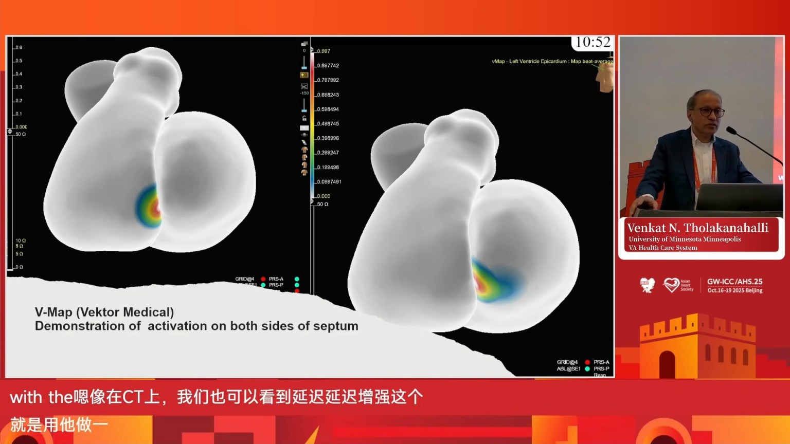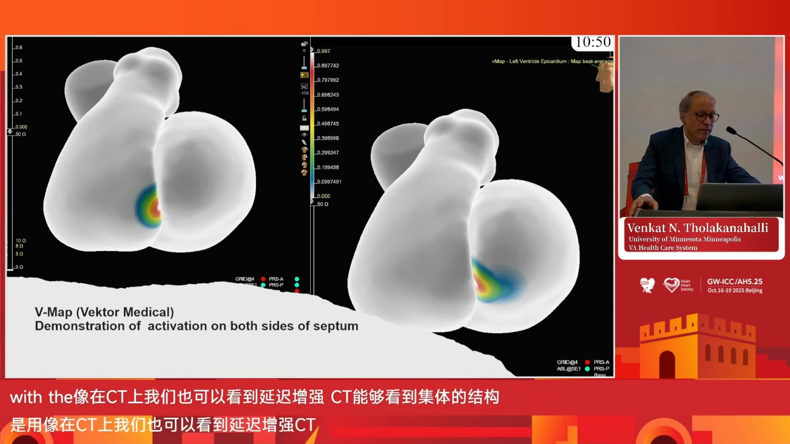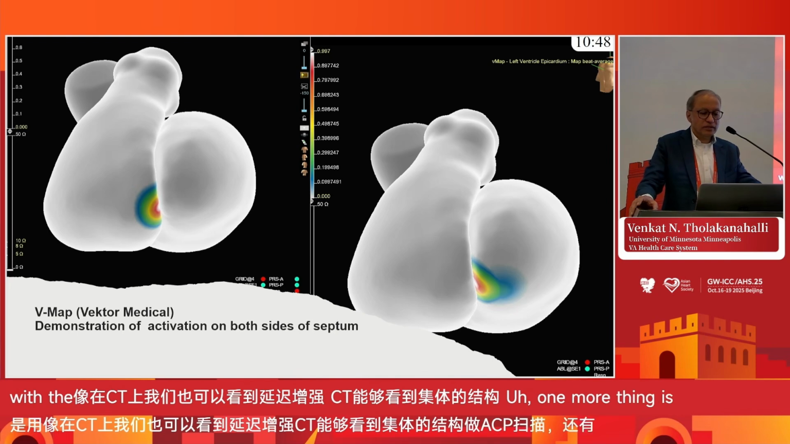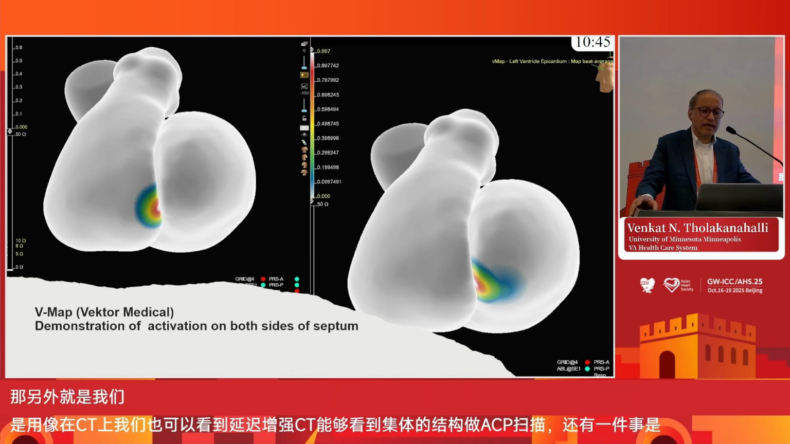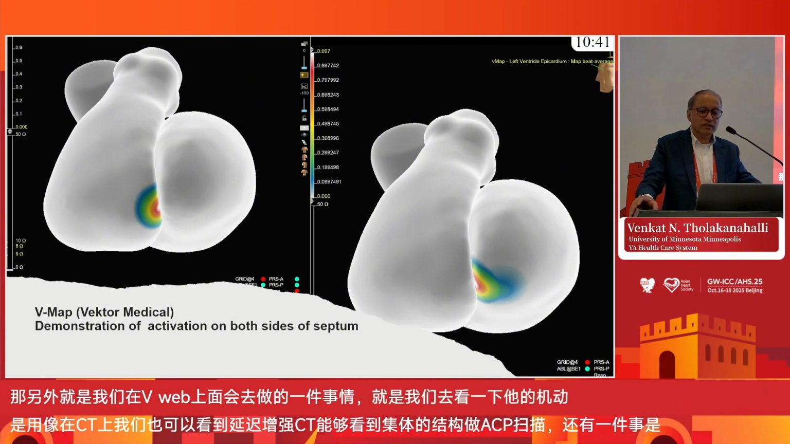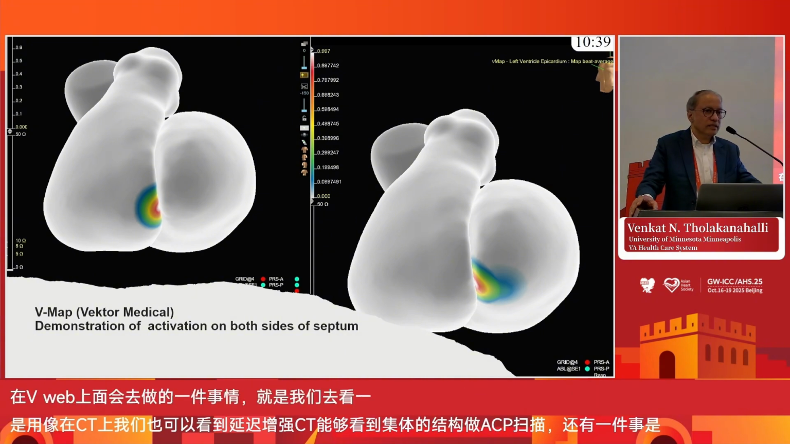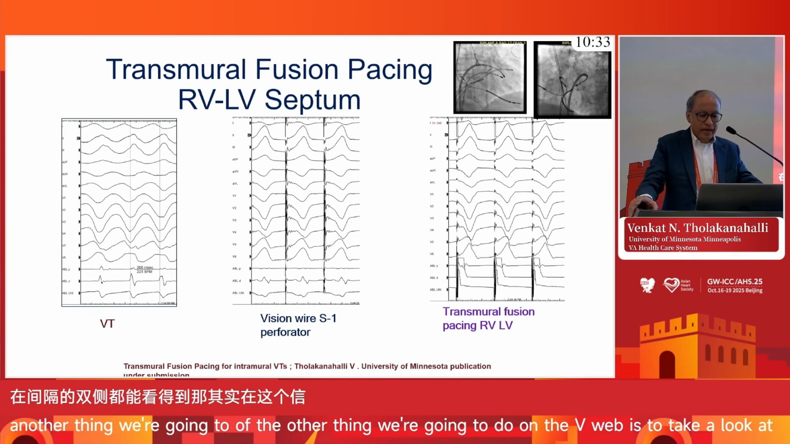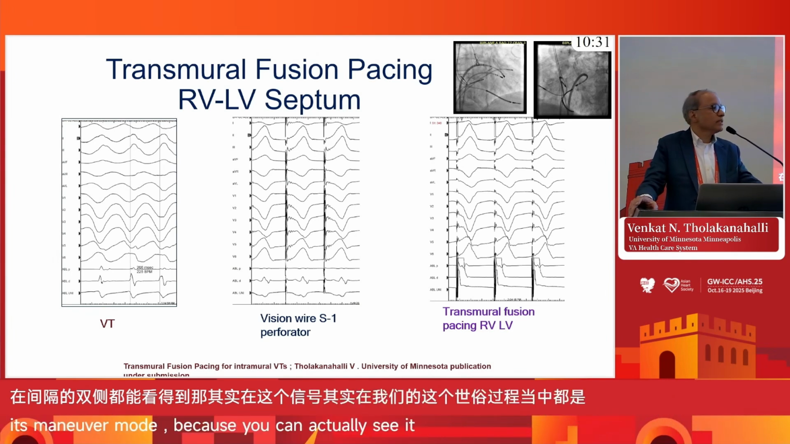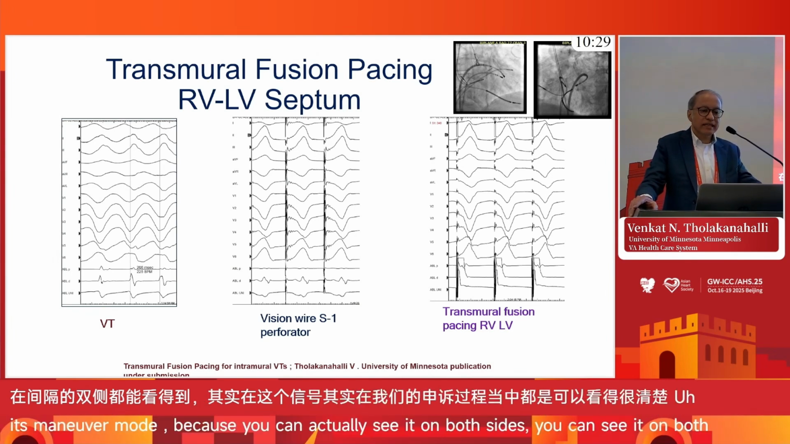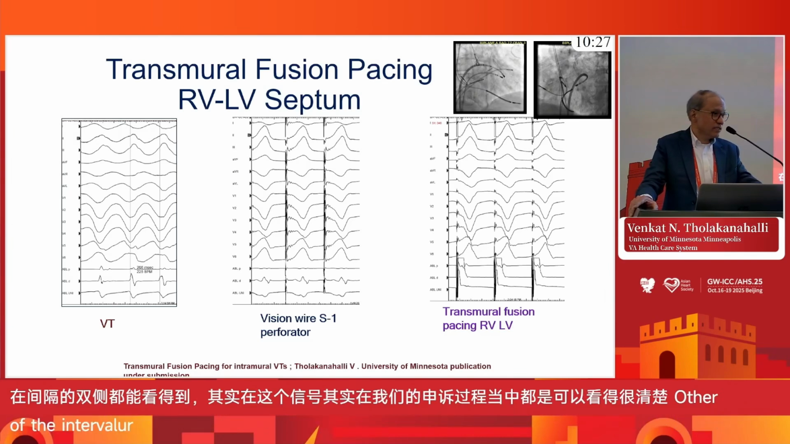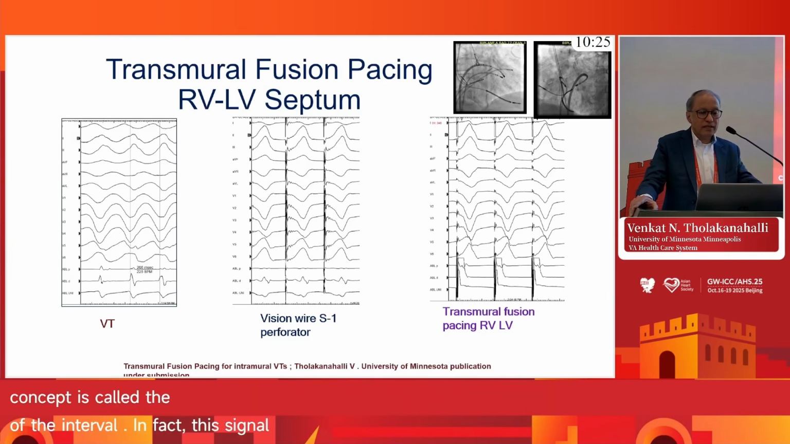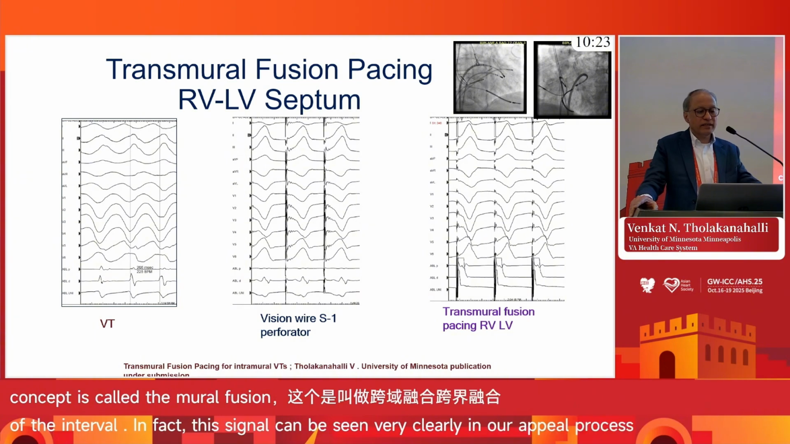Now, we started to do one more thing, the VMAP, the vector medical, which is used to demonstrate the activation patterns. In this case, the activation patterns are seen on both sides of the septum. It's indicative that there is a substrate which is actually exiting on both sides of the VT. Now, we have a paper currently under submission. This concept is called transmural fusion pacing. I called it transmural fusion pacing because we actually validated this technique.